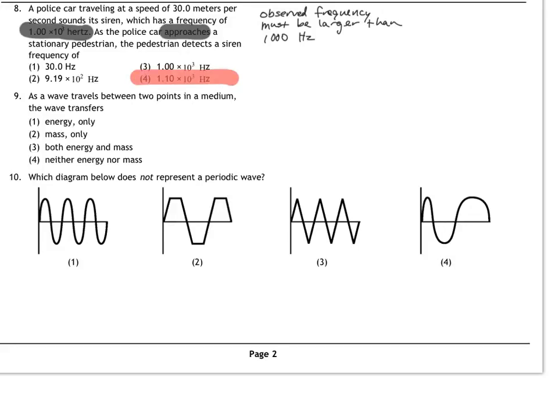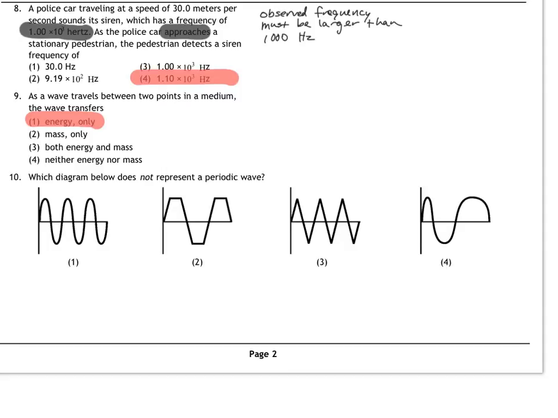All right, number 9. As a wave travels between 2 points in a medium, the wave transfers energy only. Now, the particles of the medium can vibrate around fixed positions, but they aren't transferred anywhere. Energy, however, will move from place to place through a wave.